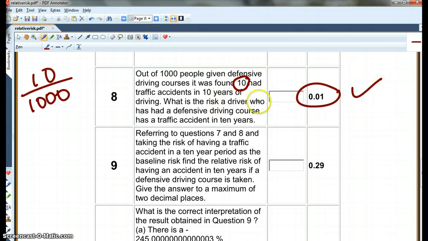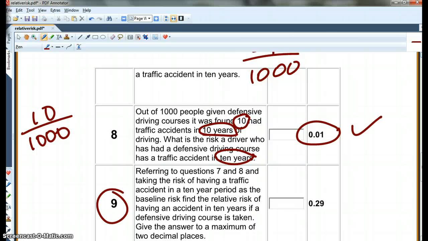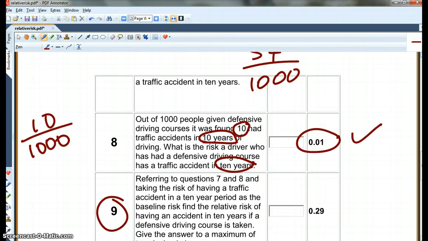All right. So what's the risk a driver who had a defensive driving course has a traffic accident in 10 years? And we talked about this. The 10 years here has got numbers and the 10 years here has got letters. It's all kind of tricky. And this was the one that I got the language wrong last time. Referring to questions 7 and 8 and taking the risk of having a traffic accident in a 10-year period as the baseline risk. So the defensive driving course is this one, and actually having an accident was the 0.034, right? 34 out of 1,000.